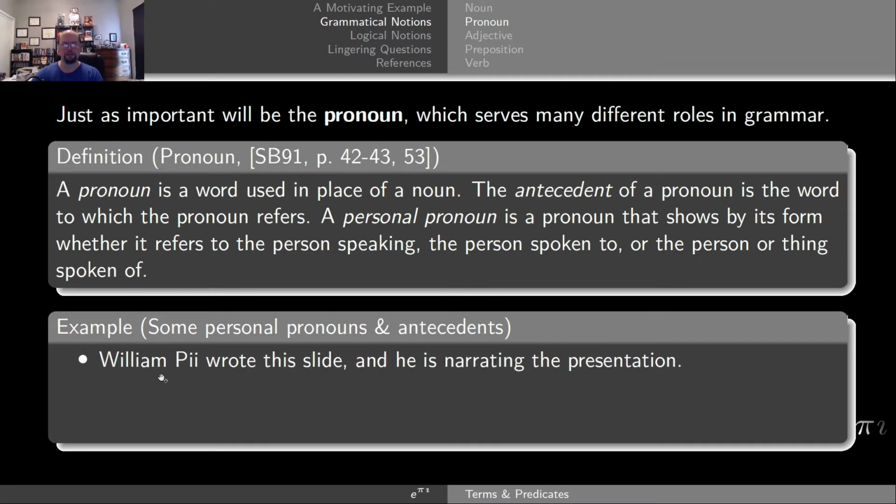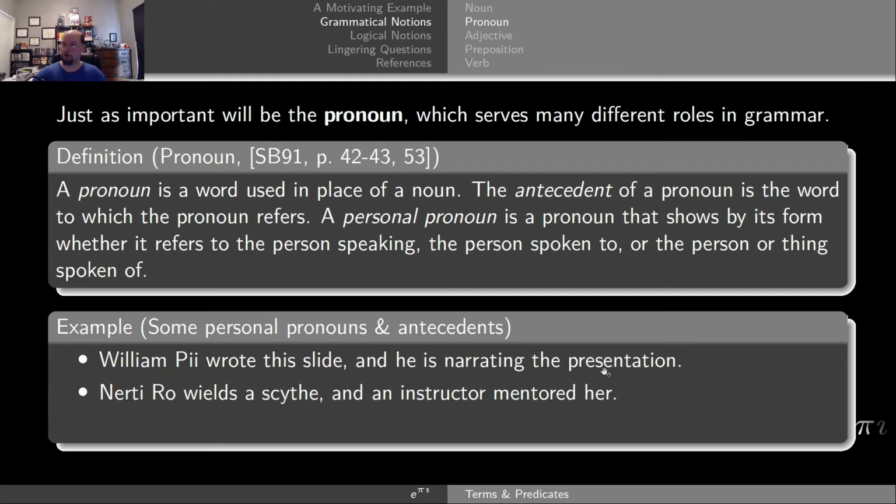First, we have the sentence, William Pye wrote the slide, and he is narrating the presentation. The pronoun he refers to William Pye in this case, specifically me. I wrote the slide and I am narrating the presentation. For a second example, Naoirse Rowe wields a scythe and an instructor mentored her. The her in this case refers back to Naoirse Rowe over here, a female character that I came up with for a story that I wrote.